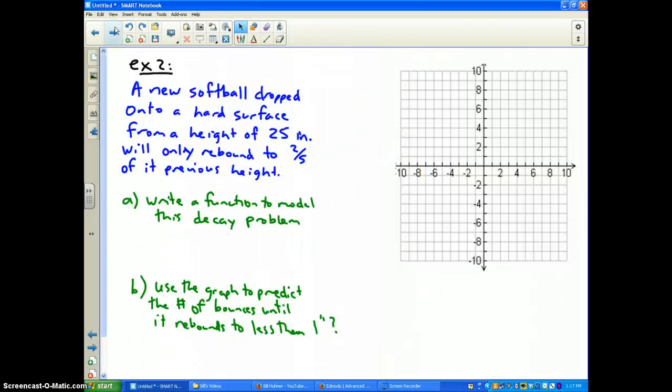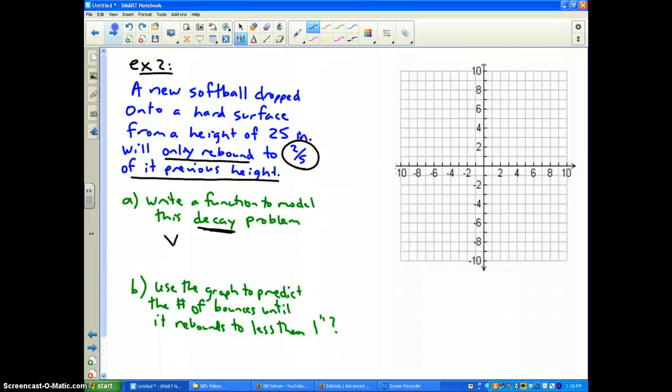Example 2. A new softball dropped from a height of 25 inches rebounds to 2/5 of its original height. The question: write a function to model this decay problem. Now, the key is this is going to be decay. The reason it's decay is because it only rebounds to 2/5 of its previous height.